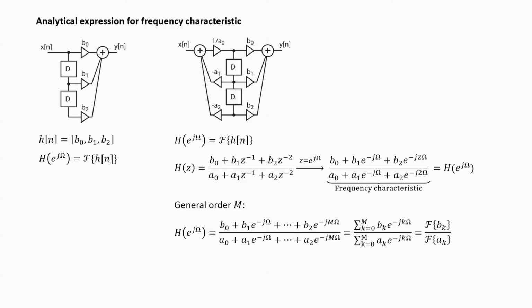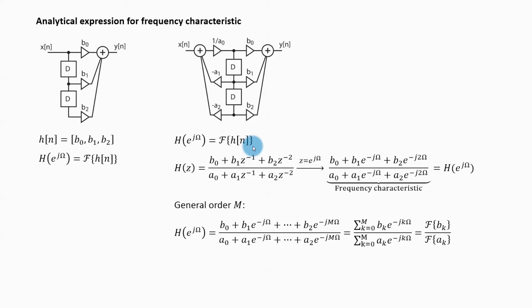Last, a note on the analytical computation of the frequency characteristic. Remember that for an FIR filter, we could compute its frequency characteristic by taking its impulse response, which were just the coefficients of the filter, and by computing the Fourier transform of this impulse response. This gave us the frequency characteristic. With the IIR filter, it was not so simple. Sure, the frequency characteristic is still the Fourier transform of the impulse response, but for an IIR filter, the impulse response is no longer equal to the filter coefficients.